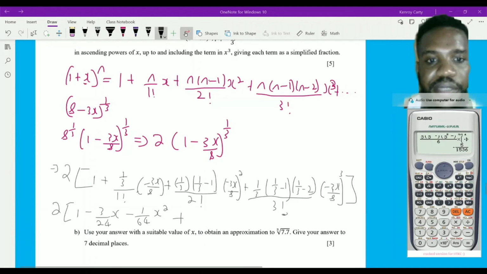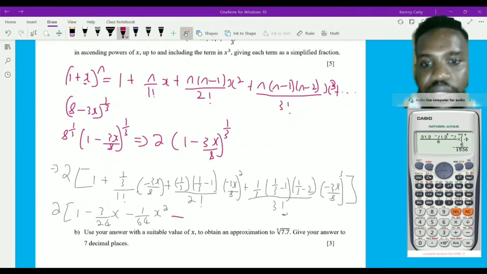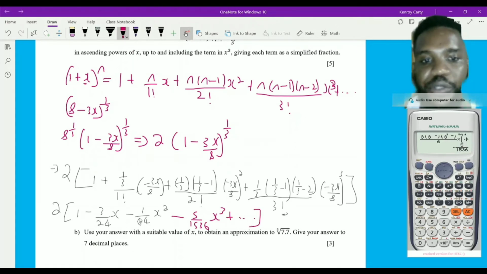Alright, so instead of having a positive here, it's actually going to be negative. So let me delete this right here. So I'm going to have negative. I'm going to go back and look at my calculator again. That's negative 5 over 1536. Negative 5 over 1536 x cubed. Of course, I put my 3 dots because really and truly this goes on and on. And all you have to do now is multiply the expression by 2. Alright? So you have 2 here.